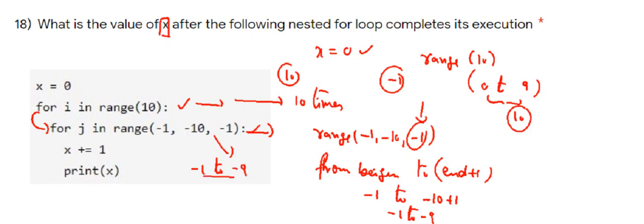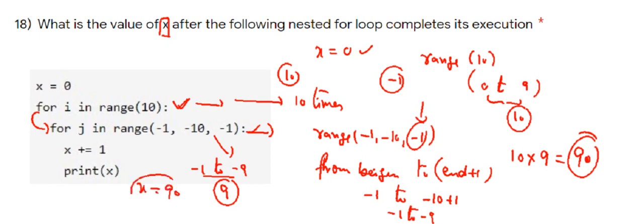So -1 to -9, how many values are there? 9 values are there. The first for loop will be executed 10 times. The second for loop will be executed 9 times. So totally 90. So at the time of x is equal to x plus 1, for the first time, x is equal to 1. For the second time, x is equal to 2. Like that, for 90 times, the x value becomes x is equal to 90. So after coming out of this for loop, if you want to print the value of x, the value of x will be 90.